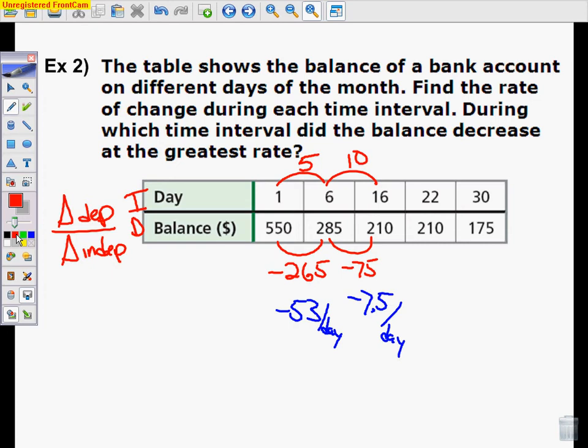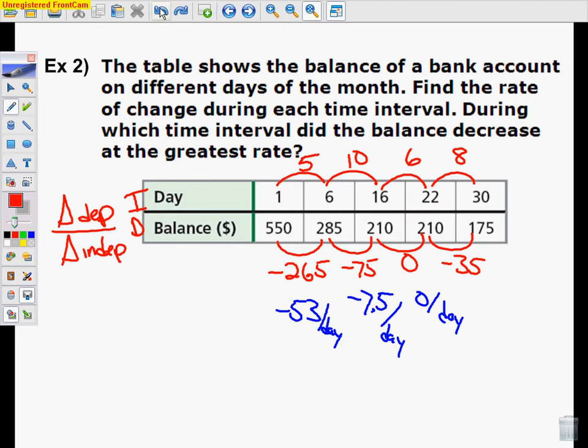Our next time interval, we didn't go down at all, and that was over a 6-day period. So that was $0 change per day. That was a $0 a day change. And then our last time interval, we went down from 210 to 175, so that went down $35 over an 8-day period. So we went down $4 and approximately 38 cents per day. Okay? So there we go. We found the rate of change during each time interval. Now it says, during which time interval did the balance decrease at the greatest rate? Well, out of all of those, obviously, losing $53 a day is greater than losing any of those other amounts.